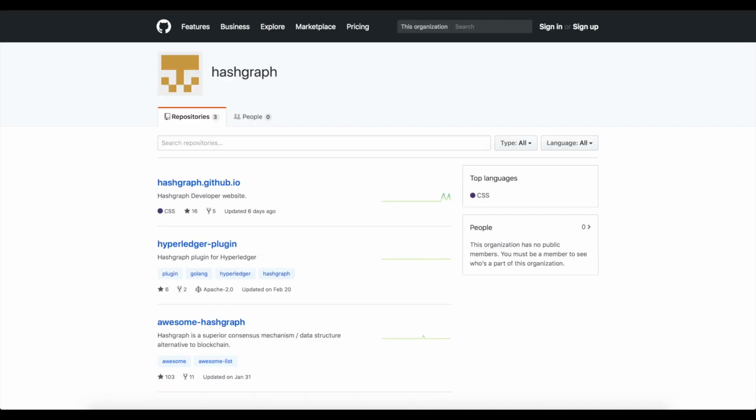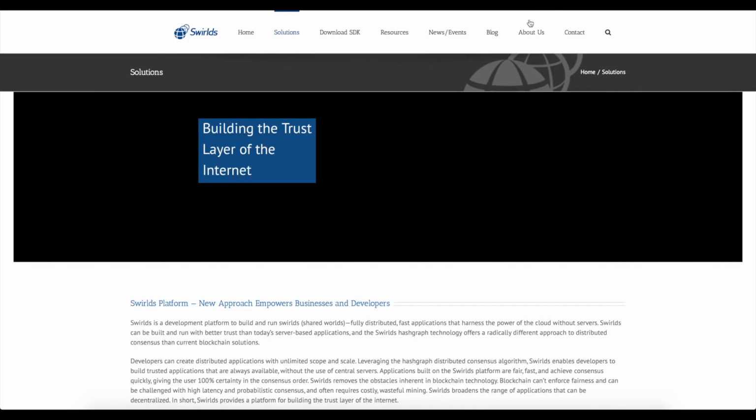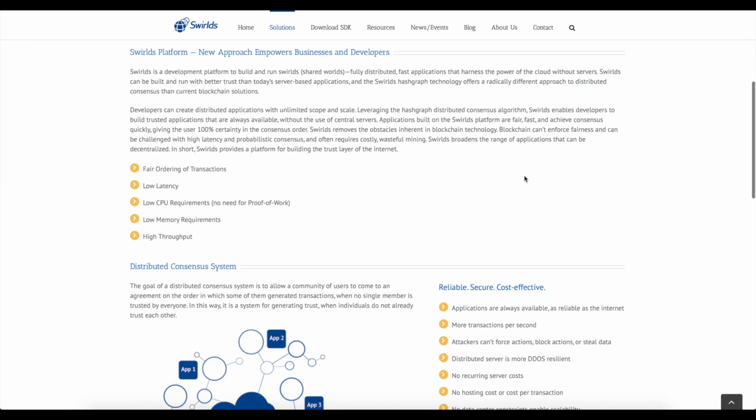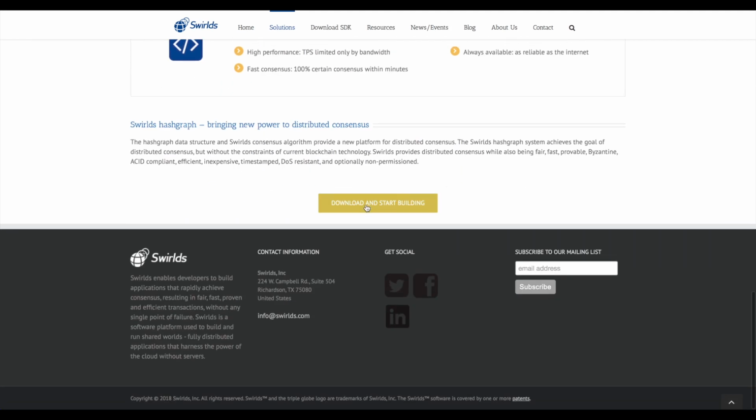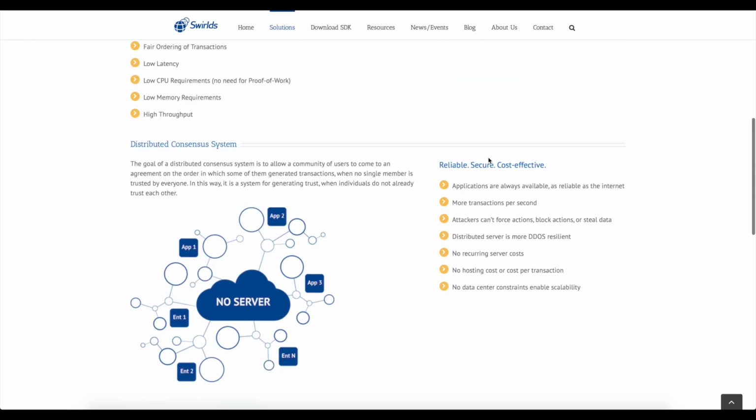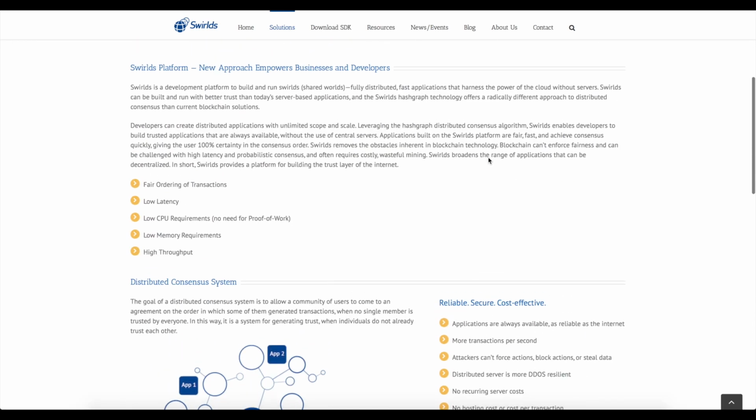Then let us see what we have on the GitHub. So we have 3 repositories right now on the GitHub. So that their main SDK is available on Swirlds. So this is swirlds.com. Here you can download their SDK, which is available to download, and you can see the details over here as well.